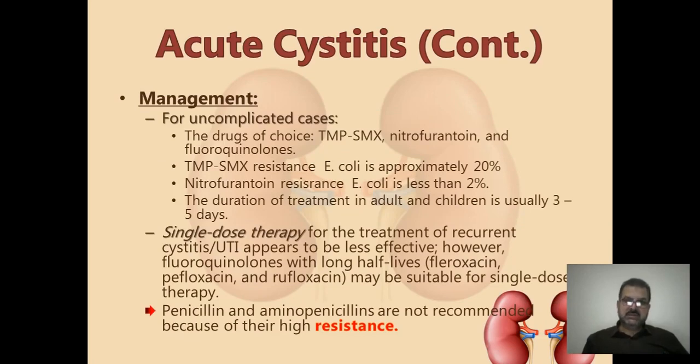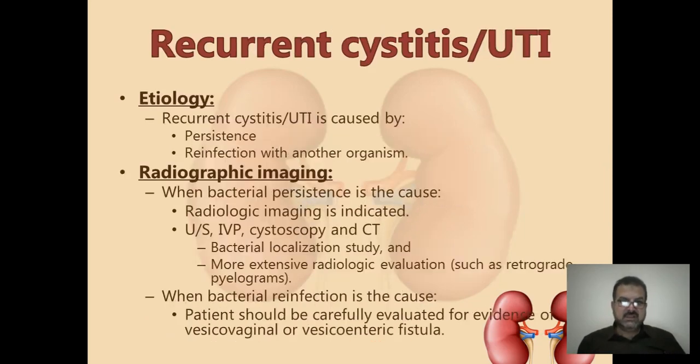For uncomplicated cystitis, which happens in female patients, because it is expected to have recurrent urinary tract infection due to the short urethra, we can give nitrofurantoin, fluoroquinolones, or trimethoprim. We usually give this for only 3 to 5 days. Penicillin is not usually used because of resistance.